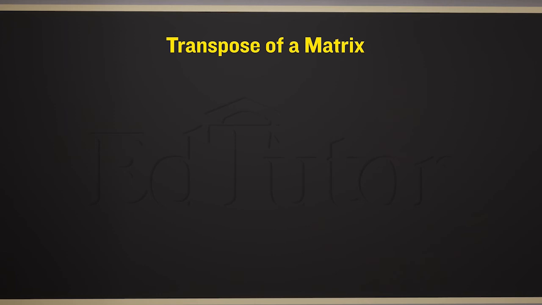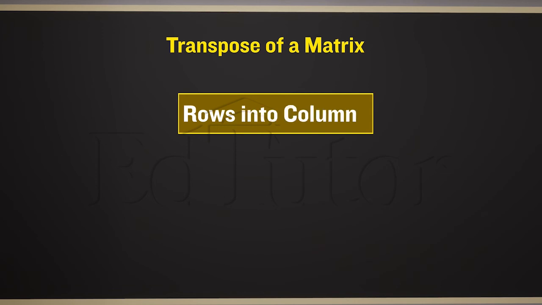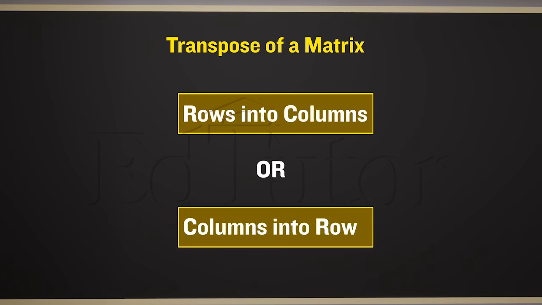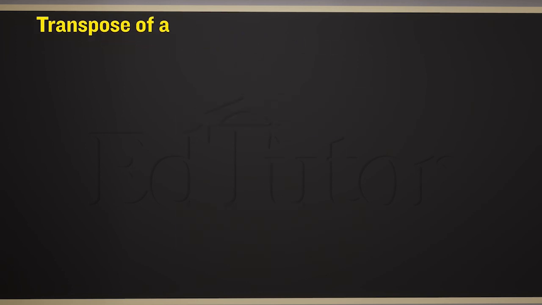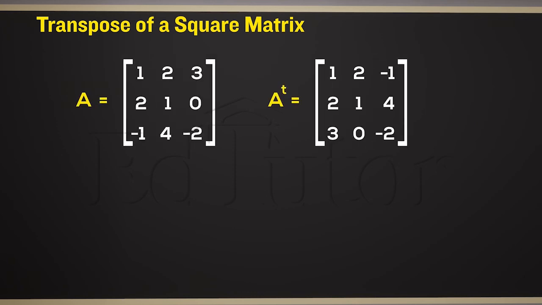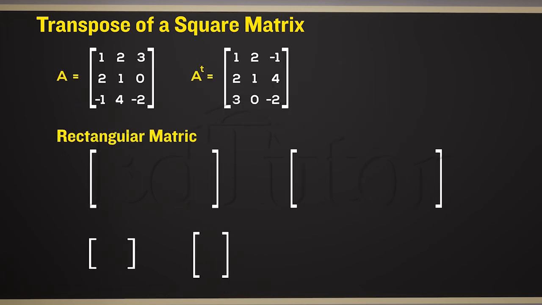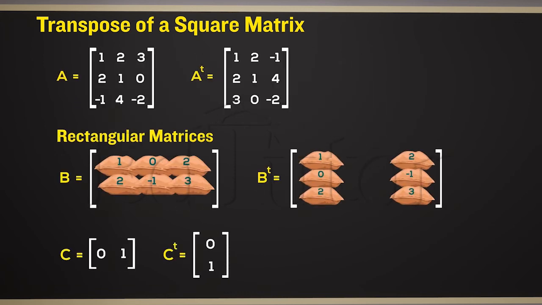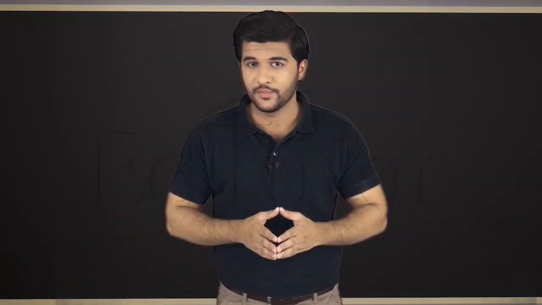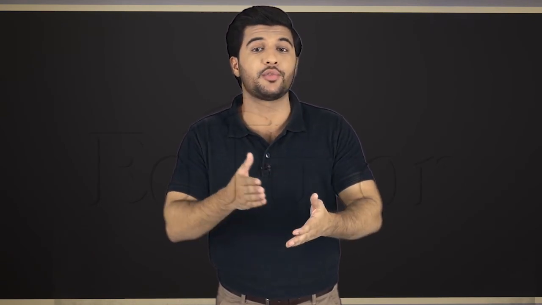So basically, a transpose of a matrix can be obtained either by changing the rows into columns or columns into rows. Choosing either way has no impact on the final result. Now, if you didn't already notice, the transpose of a square matrix such as A has the same order as before, whereas the order of rectangular matrices such as B and C changes after the transpose. Interesting, isn't it?